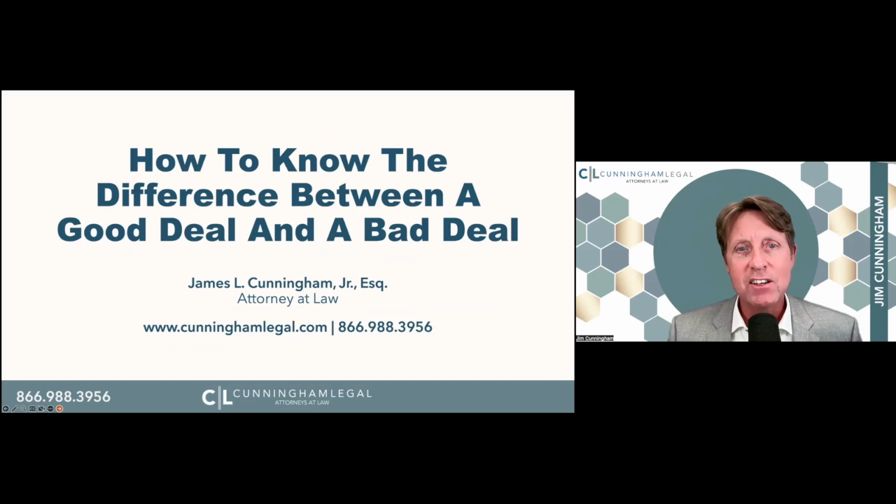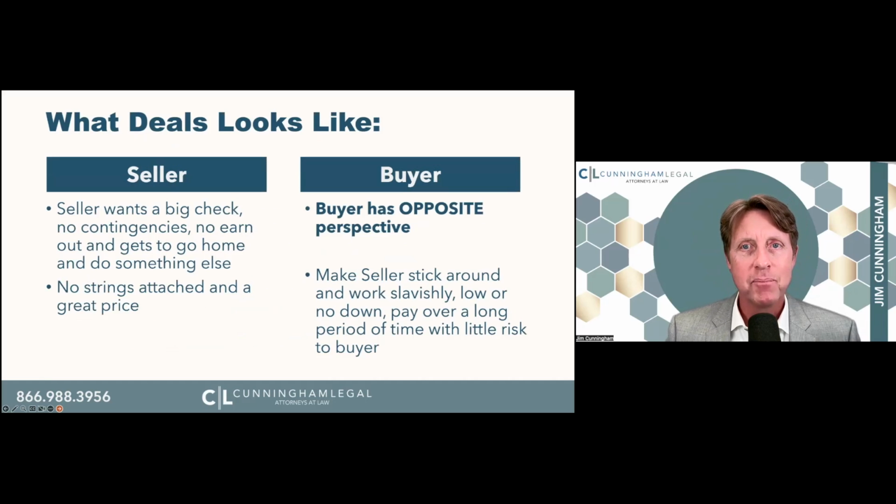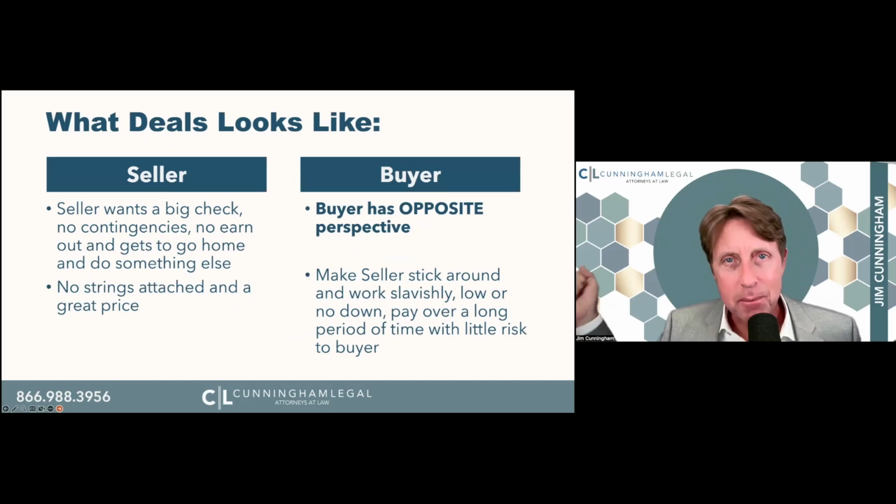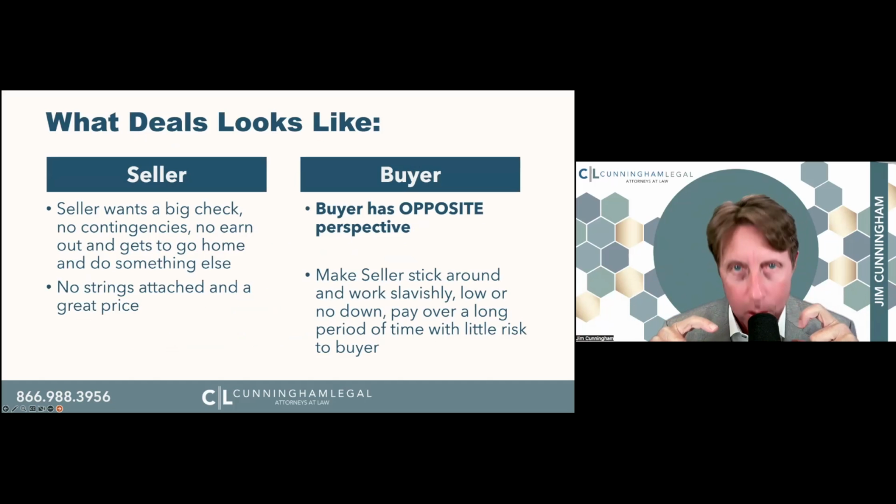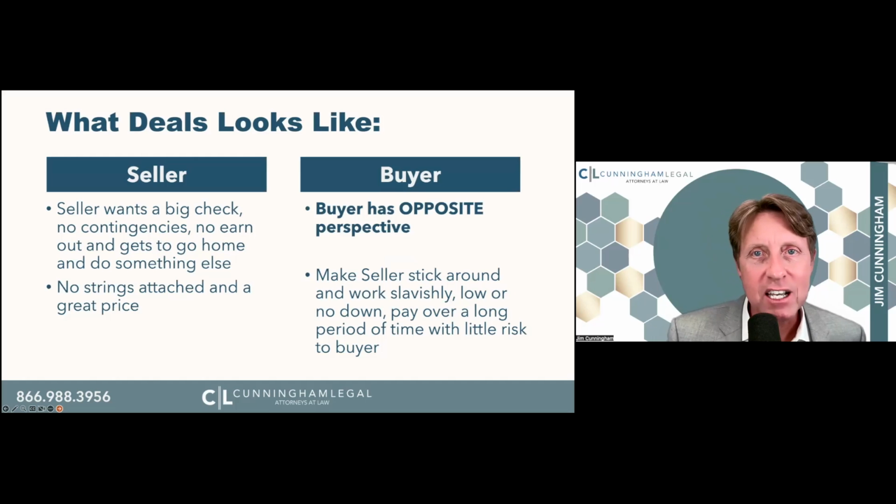And we're going to end with, how do you know the difference between a good deal and a terrible deal, a bad deal? Well, here's what deals look like from the seller's standpoint. So this is you. If you want to sell your business, you want a big check, not like the big one the lotto winners get, but it's a normal check or a wire transfer with a lot of zeros. Okay. No contingencies, right? You give us the keys to the business. Here's a bunch of money. No earnout, meaning you don't have to stick around. The business doesn't have to perform. Here's your money. And you get to go home and do something else.